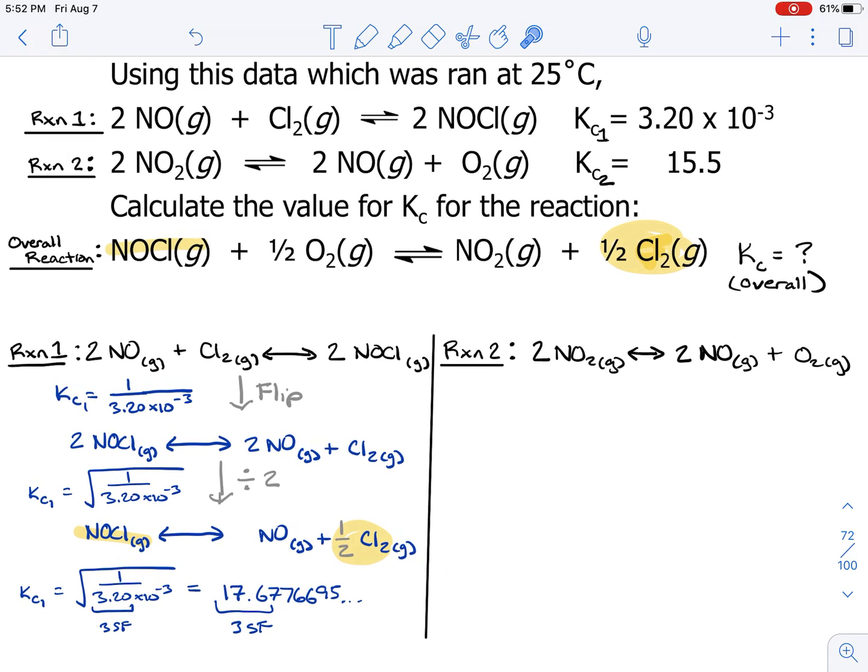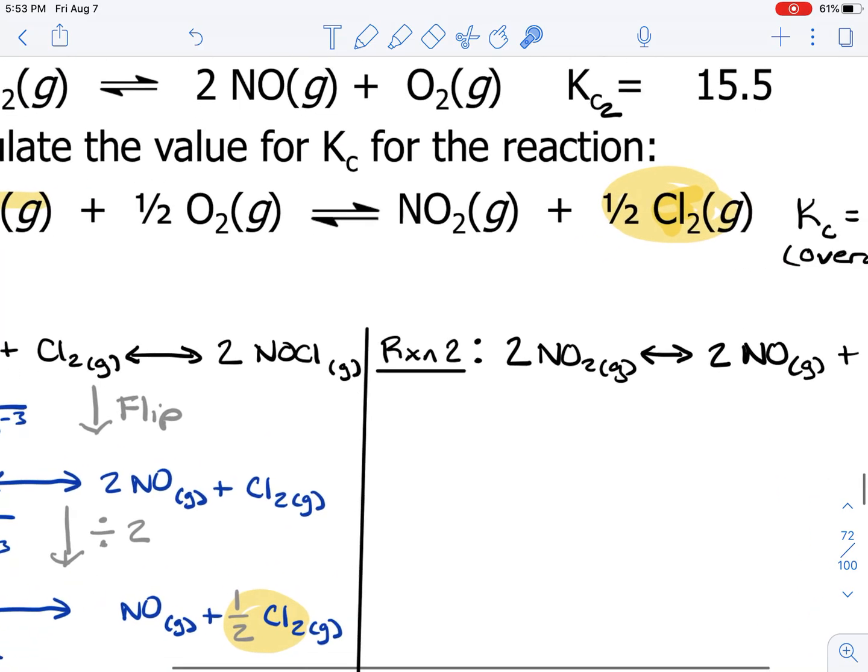So let's go ahead and look at reaction 2. I want you guys to notice that this oxygen in the overall chemical reaction is on the left-hand side, but it's on the right-hand side in reaction 2. And so that's going to prompt me that I need to take this oxygen and move it to the left-hand side. In other words, I need to flip the chemical equation.